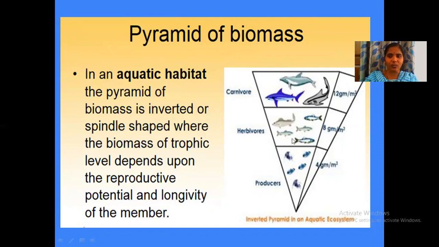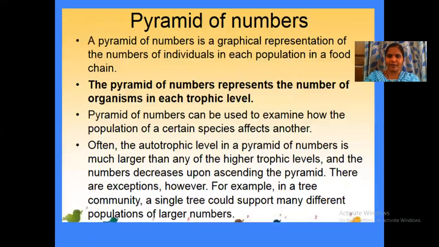So if you compare the weight, the biomass, producers, meaning phytoplankton and zooplankton, their weight is very less, and then the herbivores' weight is comparatively more, and then if you take sharks and big fishes, their weight is still more. So the pyramid looks like this. Hence, at the bottom it is narrow, and when we move to the top consumer levels, it becomes broader. So it is an inverted pyramid. So in the aquatic ecosystem, the pyramid of biomass is inverted.